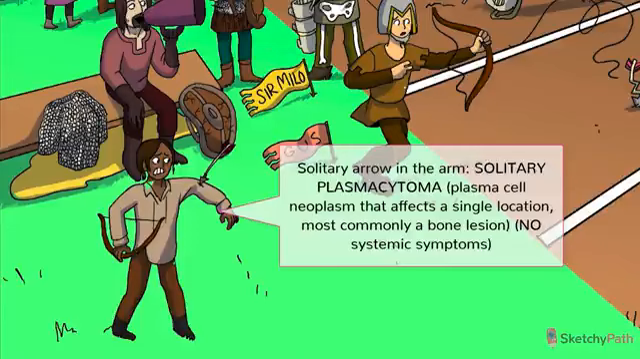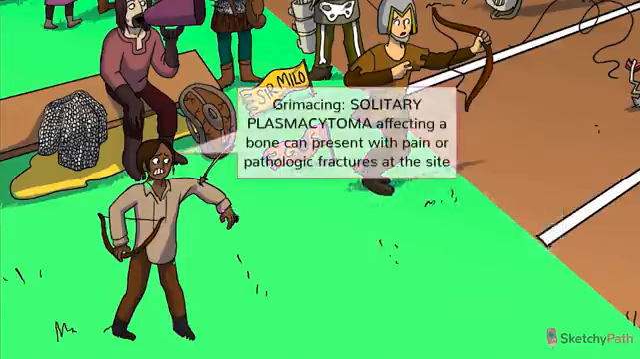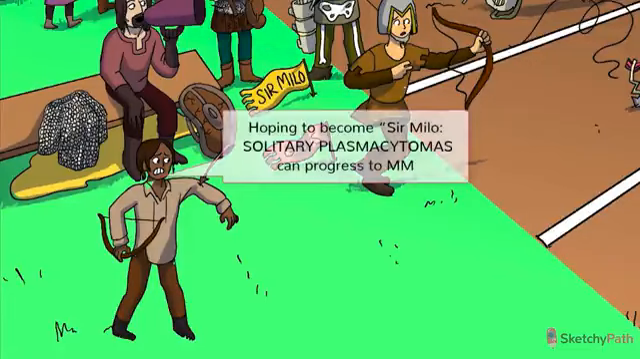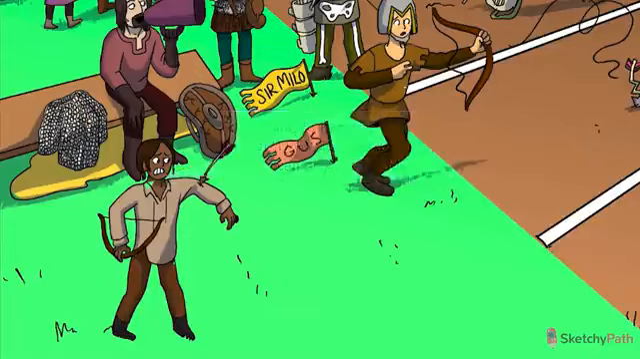These lesions are plasma cell neoplasms that affect a single location. That location is most commonly in bone, where it causes pain or pathologic fractures. But there are no systemic symptoms. Bone marrow biopsy in the affected area shows proliferation of plasma cells, as expected. And treatment is primarily radiation therapy, although there is a risk of progression to multiple myeloma.